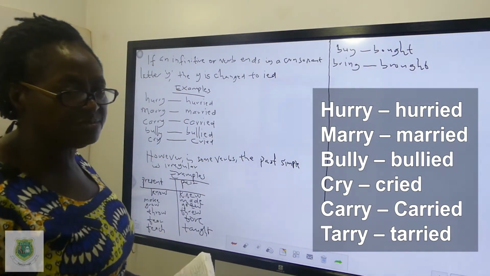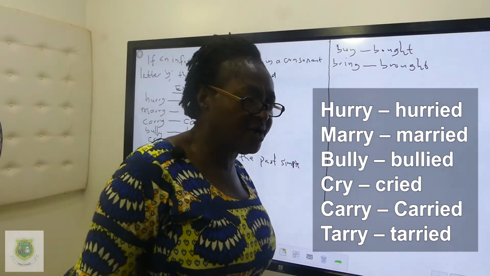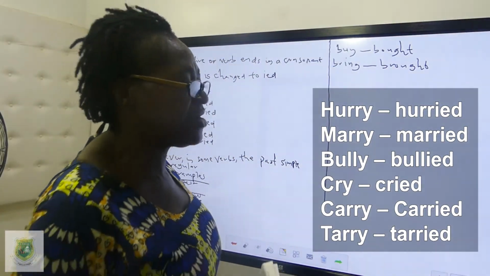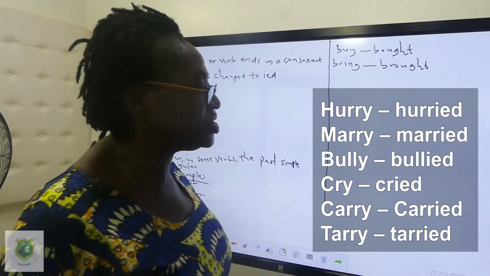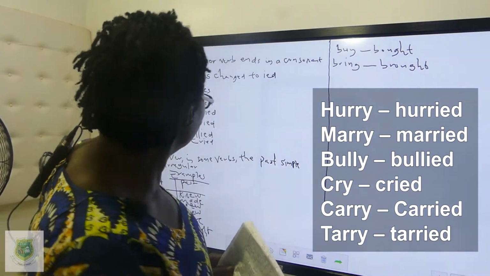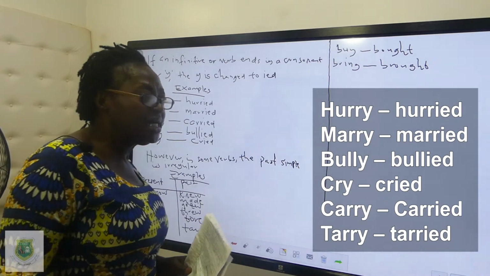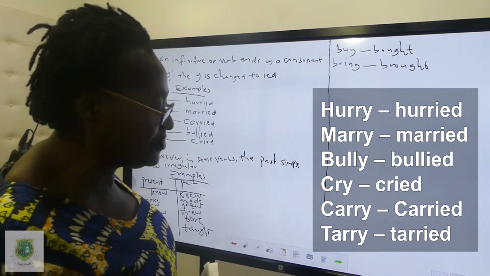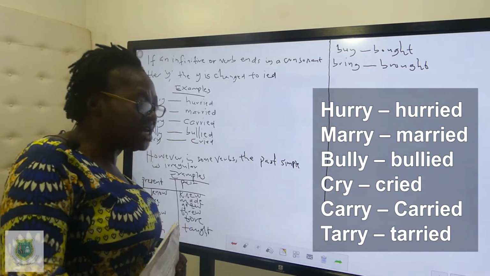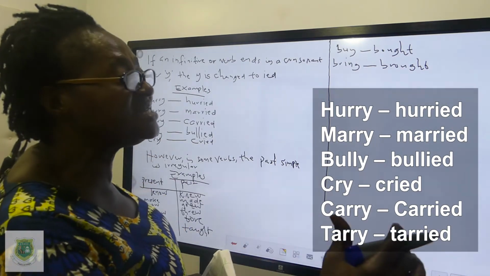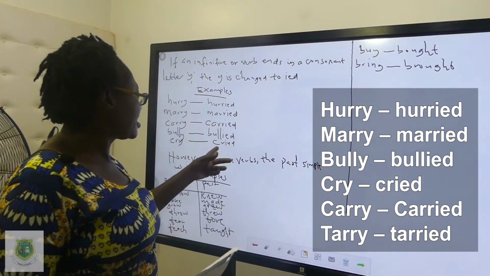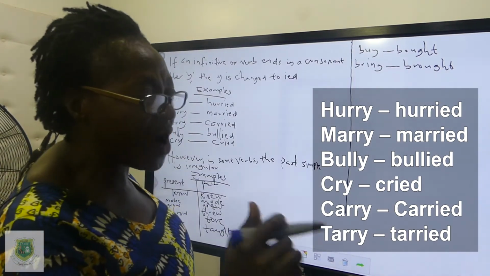Bully. We have some rough boys, senior boys that maltreat the junior ones. We call them bully. If you are a bully, you maltreat the younger ones. You say that that person is a bully. So the past tense of bully is bullied. When you're narrating the act of being bullied, you say bullied. He bullied me. Or you say the student bullies the bully. Bullied students. Cry. Cried. Change Y to IED.